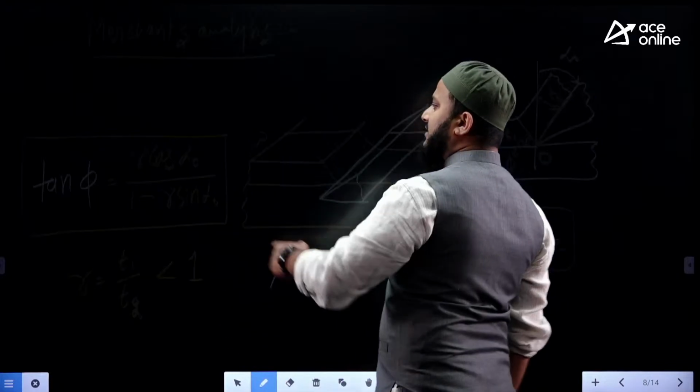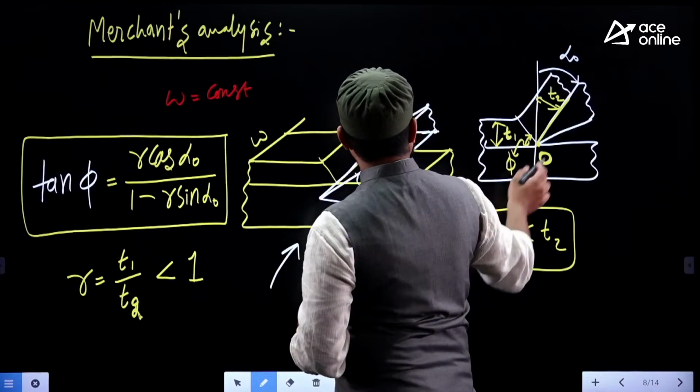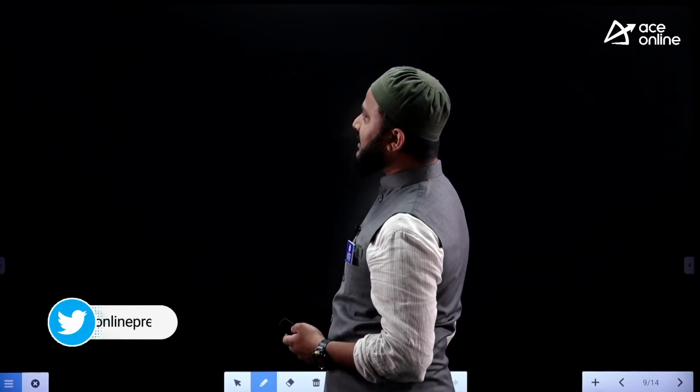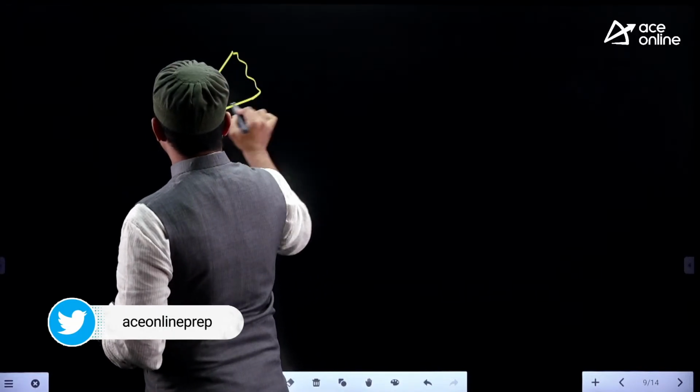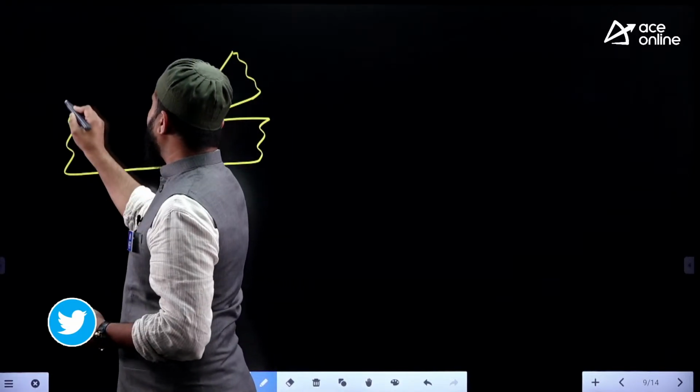Now after this equation, we go towards the velocity analysis, where we try to find all the velocities that exist on the orthogonal plane. So velocities we are able to find by considering the wedge shape of the tool and the workpiece.